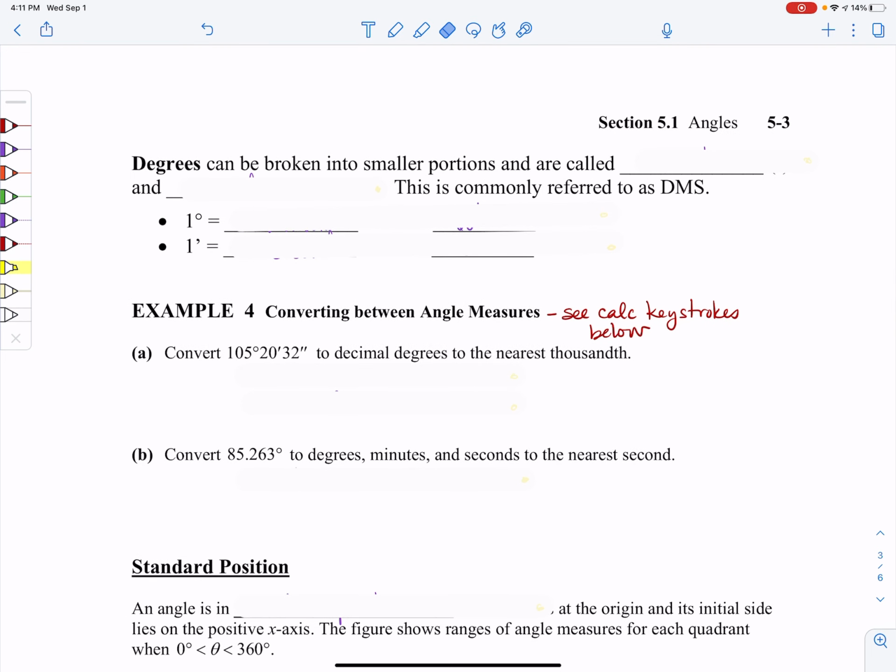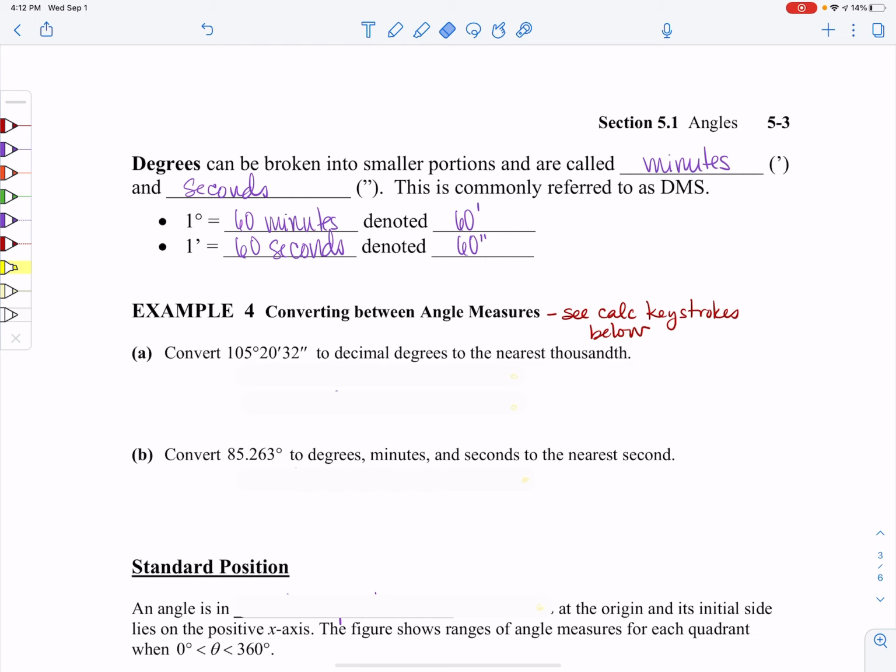All right, now let's talk about breaking degrees into pieces. So a degree can be broken into a smaller portion, and these portions are going to be called minutes. Notice that the symbol for minutes here is a single apostrophe, and seconds, which is a double apostrophe, frequently referred to as DMS, standing for degrees, minutes, and seconds. 1 degree is the same thing as 60 minutes, and we would write that as 60 with a single apostrophe. 1 minute is the same thing as, just like in time, 60 seconds, which is shown by 60 with the double apostrophe.